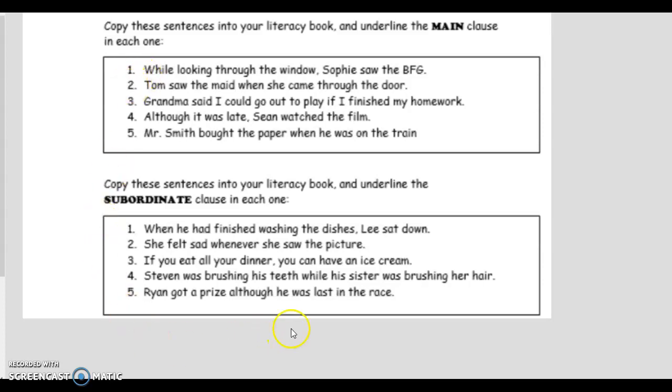Okay, and then in these sentences here, you would need to underline the subordinating clause. So that baby chick of the sentence, the part that doesn't make sense by itself. When he had finished washing the dishes, Lee sat down. So which part of that sentence doesn't make sense by itself? Is it when he had finished washing the dishes, or is it Lee sat down? What part of that sentence would not make sense by itself?